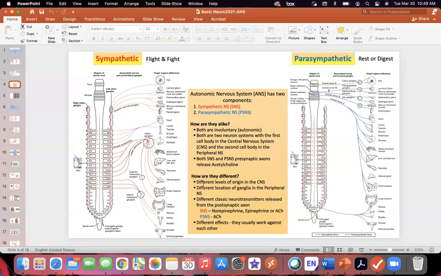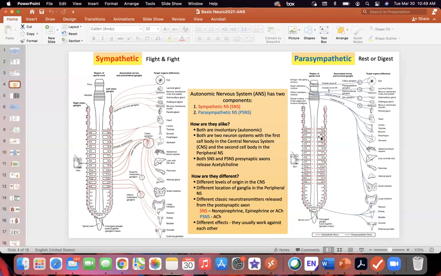Okay, now how are they different, the sympathetic and parasympathetic? Look at the origin of sympathetic here. You see, they arise from the T1 to L2 segments of the spinal cord. This is the origin of sympathetic. All the sympathetic in our body will originate from this part: T1, thoracic 1 segment, to L2, the lumbar 2 segment, right?